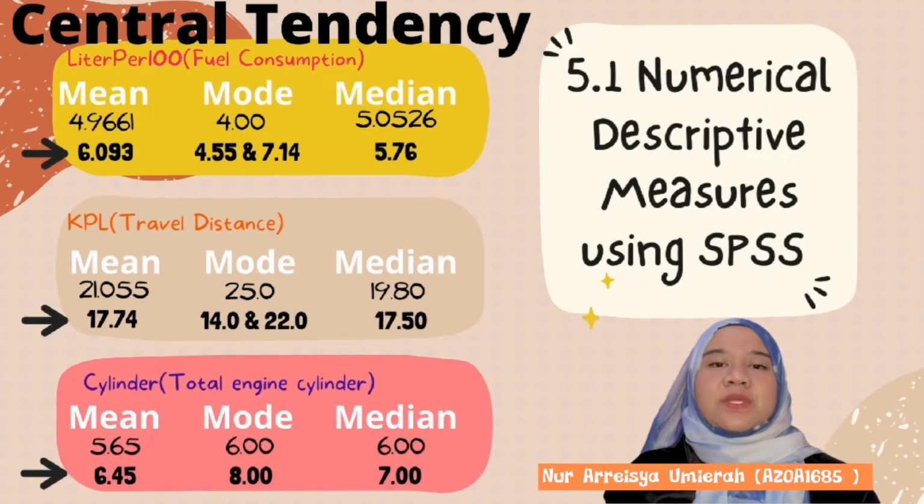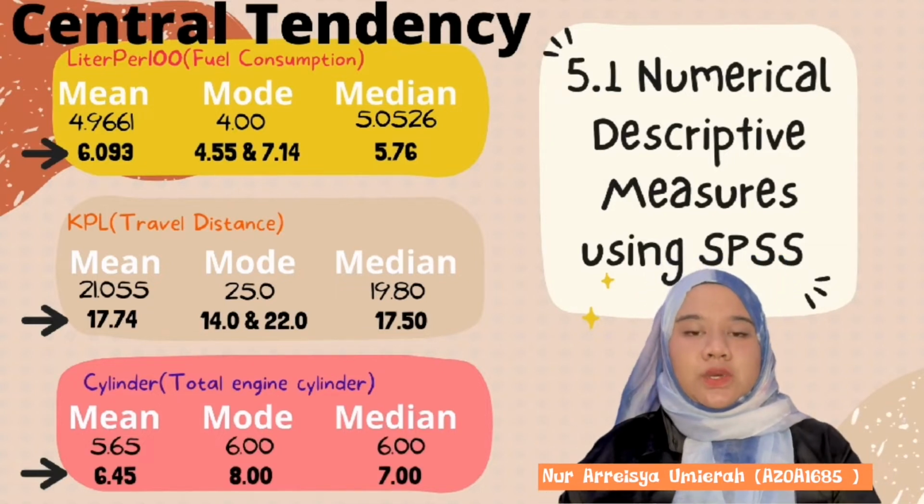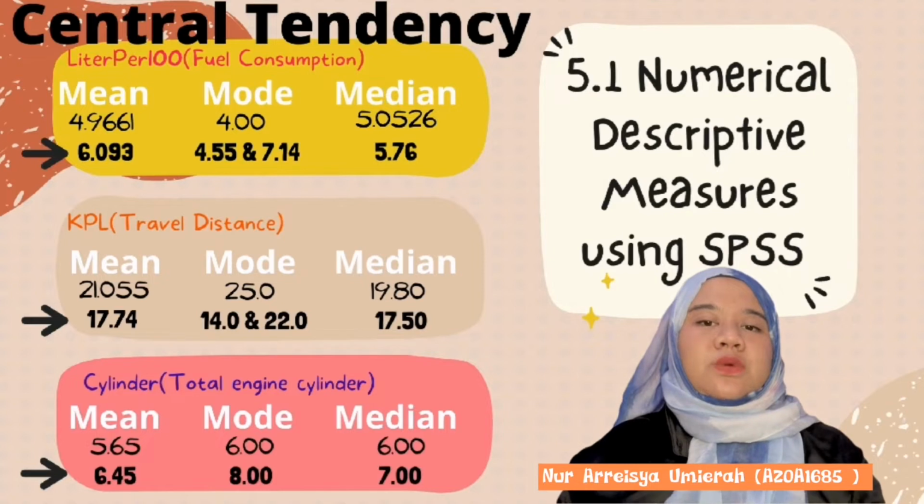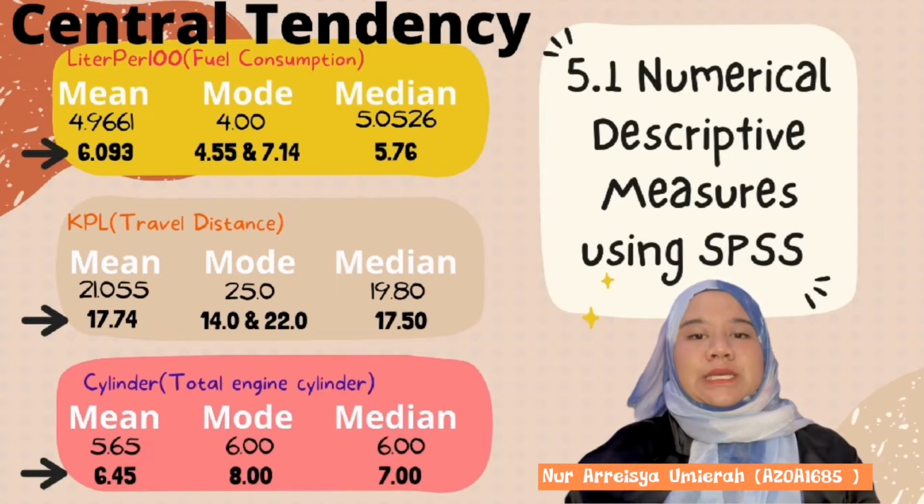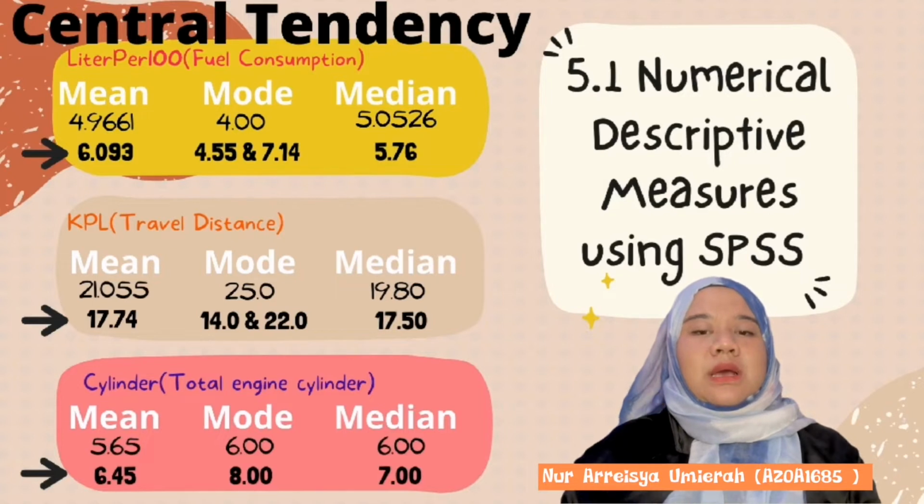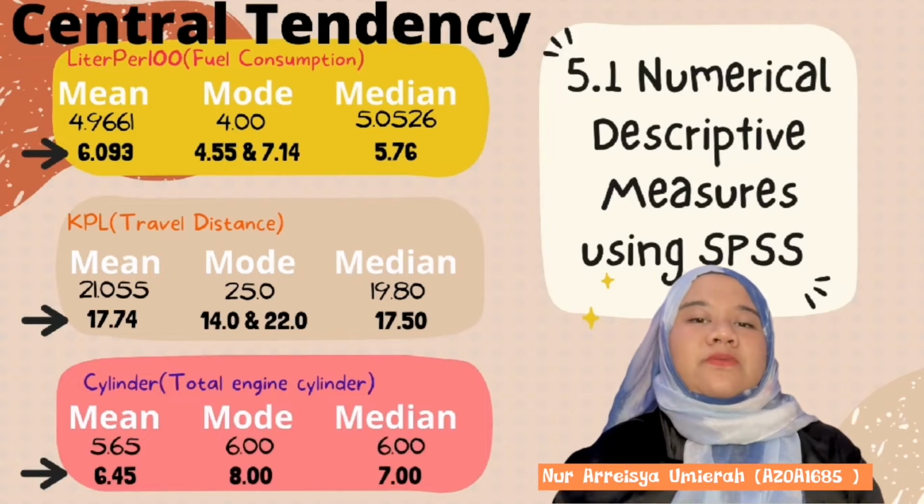Thank you, Shafika. Next, we continue with numerical descriptive measures. In this part, we have to reread the tasks from 3.1 and 4.1 and compare the results between manual calculation and using software. The mean fuel consumption was 4.9961 liter per 100 based on SPSS data, while the 3.1 was 6.093 liter per 100. The average travel distance is 21.055 km per liter, but data 3.1 shows 17.74 km per liter. Using SPSS to calculate the total engine cylinders for each car, the overall mean is 5.65, while from data 3.1 it is 6.45.